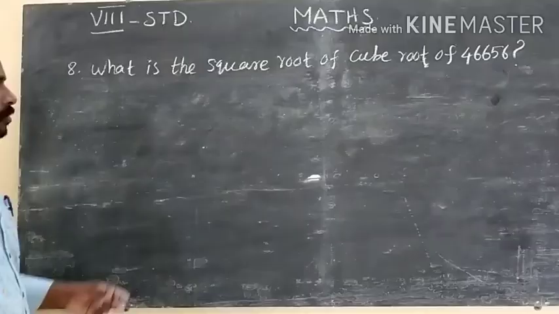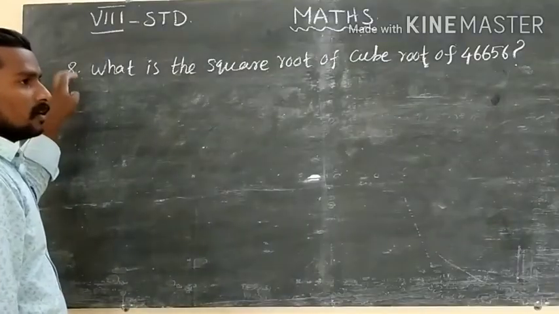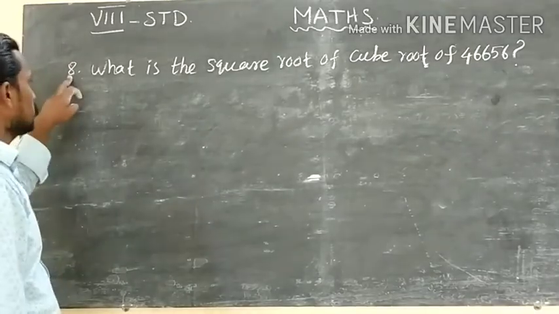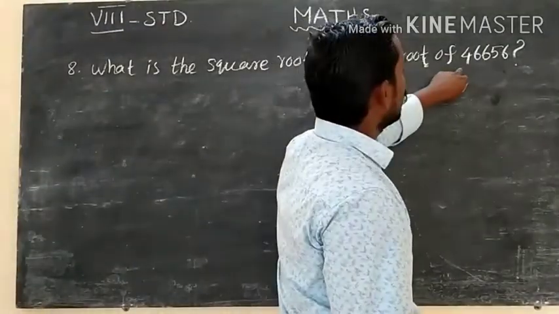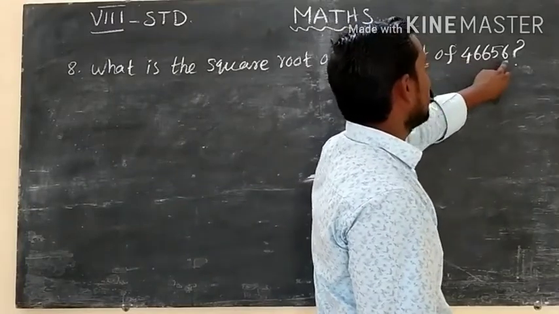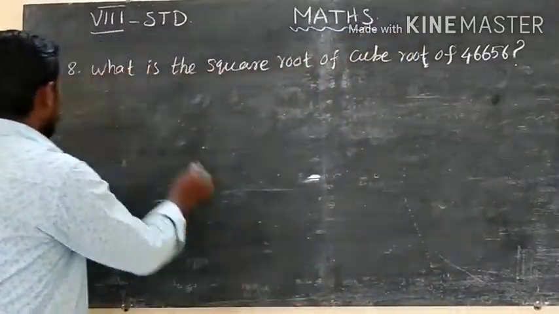Have you understood? Okay, dear students, 8th question. The 7th question is homework. So the 8th question: what is the square root of the cube root of 46,656? The solution.